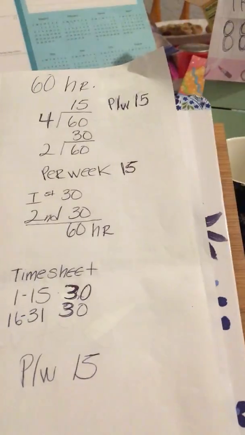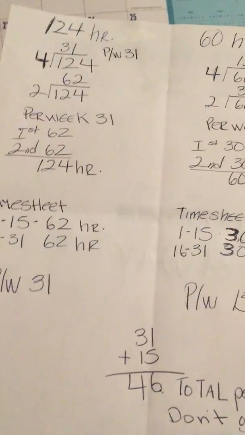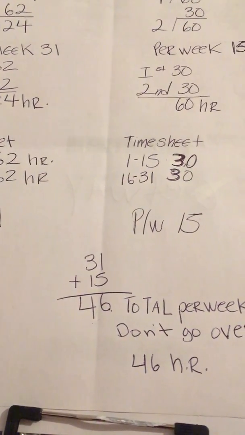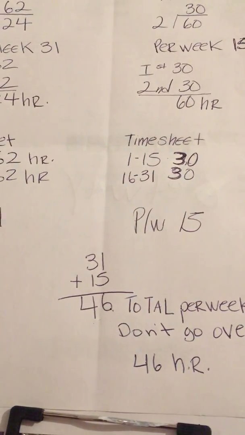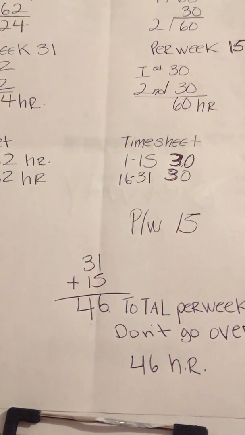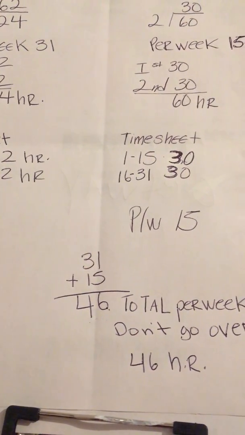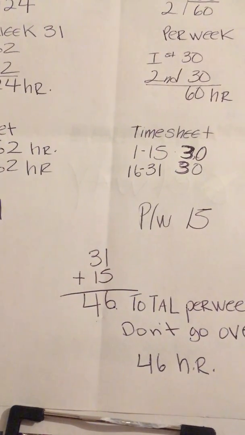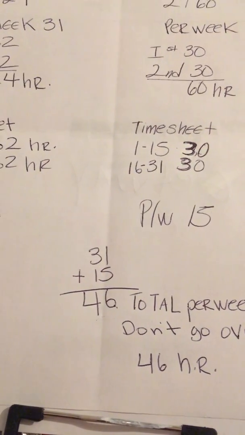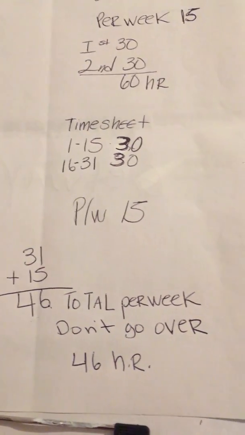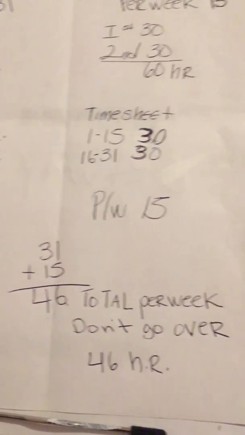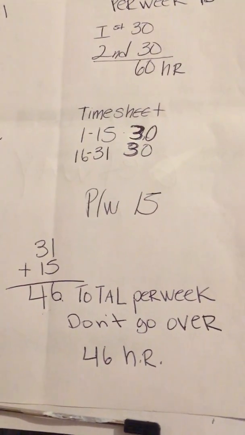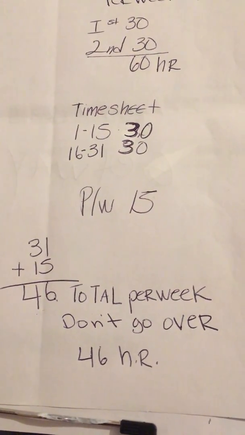Now we're doing a timesheet for 2 consumers. She's allowed to work 31 hours per week for the first consumer, and for the second consumer, she's allowed to work 15 hours per week. So 31 and 15 comes out to 46. The total per week that she's allowed to work is 46 hours. Now we've got to make sure she doesn't go over her 46 hours.